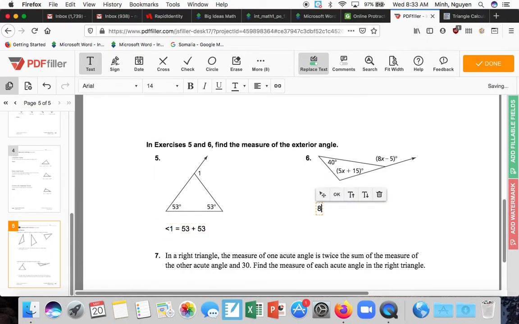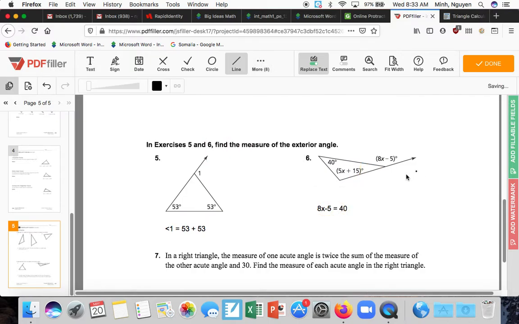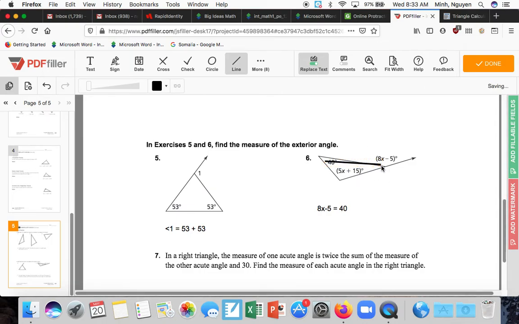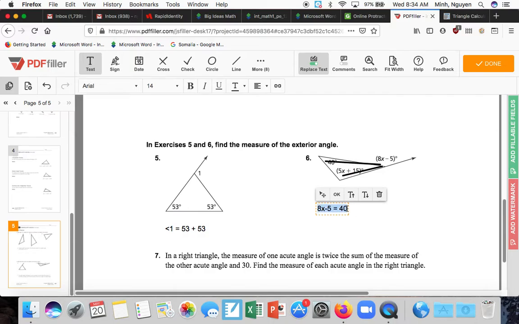And then 8x minus 5. This is the outside one, and it equals the other two, the opposite two, the ones that it's not touching. So it's not touching these two angles. Add them up, which is 40 plus 5x plus 15. And then find the measure of the exterior angle.